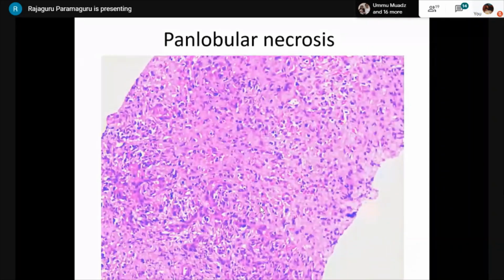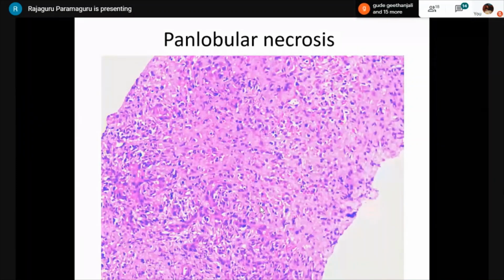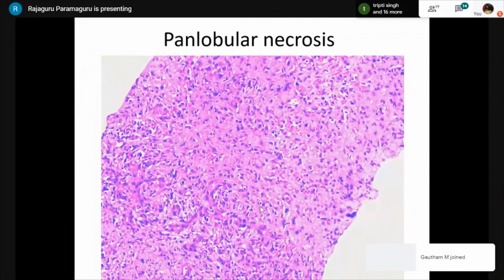So next, coming on to this entity, panlobular necrosis. When do you call this panlobular? When the entire lobule or the entire acinus is necrosed. In a liver biopsy, in a wedge biopsy, you can easily demonstrate that. If you see that in between two portal areas, a complete hepatocyte area is necrosed, you can call it a panlobular necrosis. And when this happens, obviously there is going to be bridging necrosis.